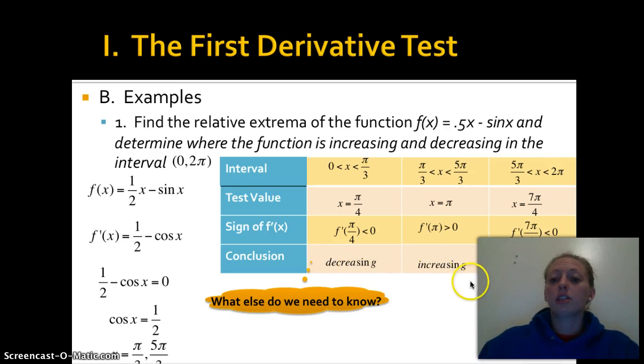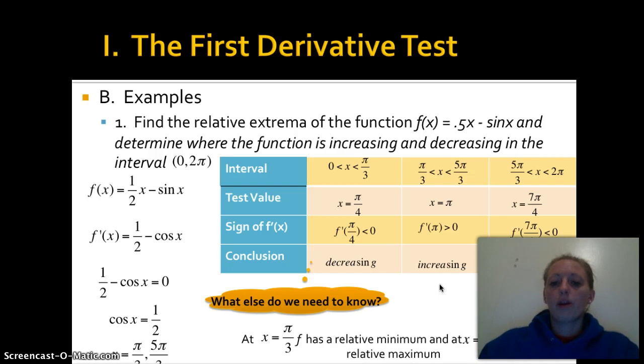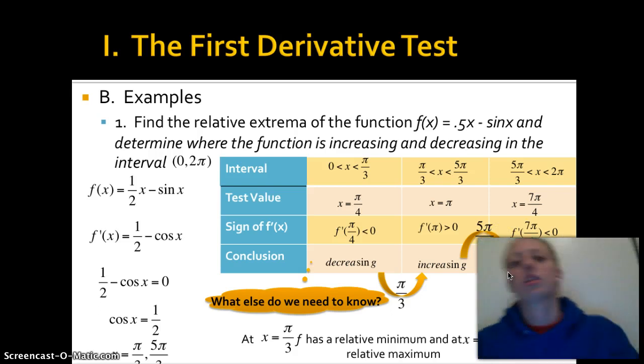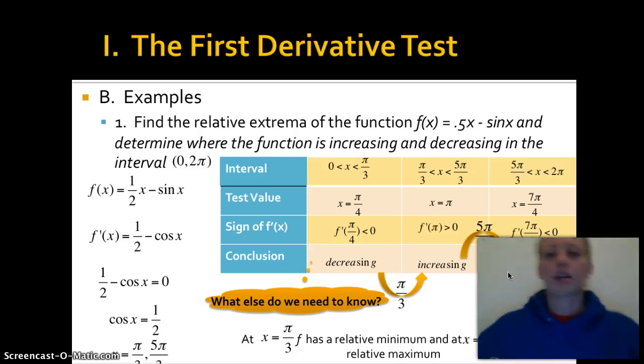One we go from decreasing to increasing, the next we go from increasing to decreasing, meaning we have a relative minimum at pi over 3 and a relative maximum at 5 pi over 3, because it goes decreasing, hits pi over 3, and then starts to increase. And then up here it goes increasing, hits 5 pi over 3, and starts to go back down. So that's where your minimums and maximums are.